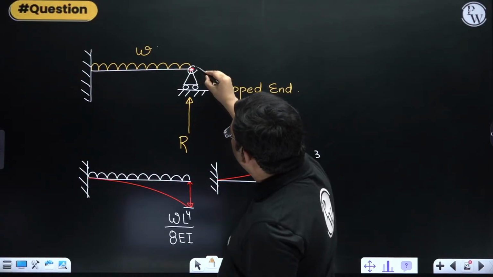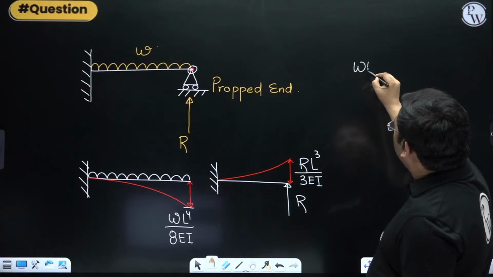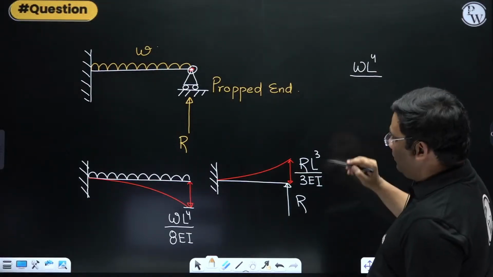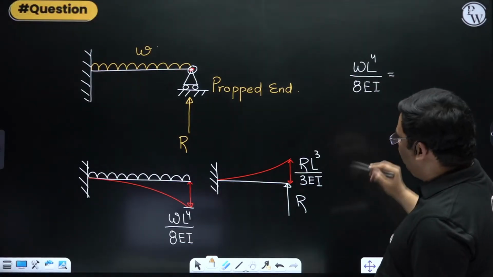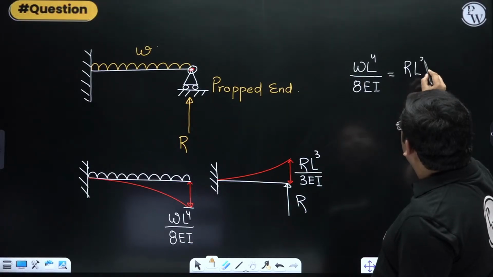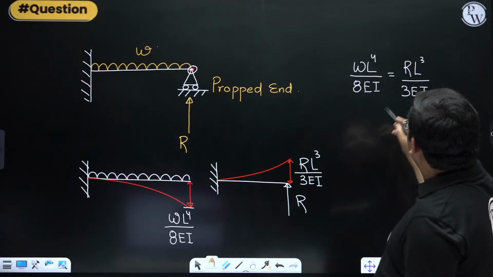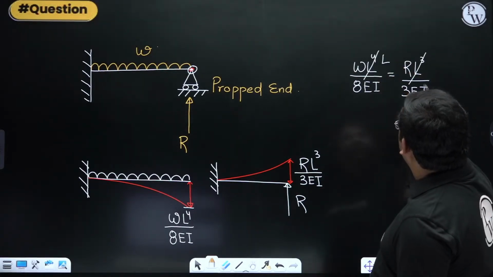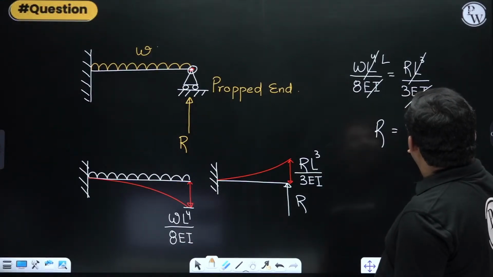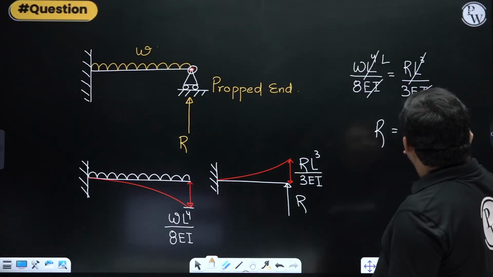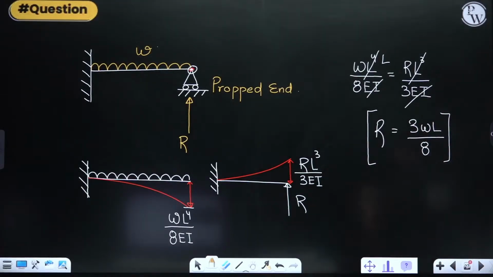Here, the net deflection should be 0. So I can equate them: WL to the power 4 divided by 8EI is equal to what? Is equal to RL cubed upon 3EI. Yes, so what will happen? You see, this gets cancelled, L and EI get cancelled, and I get R is equal to 3WL upon 8.